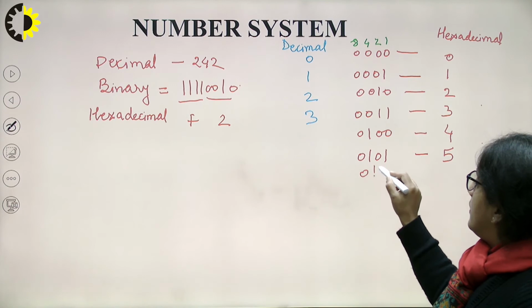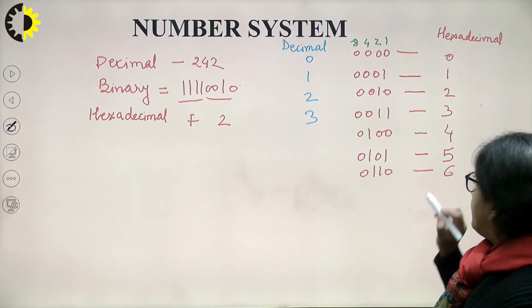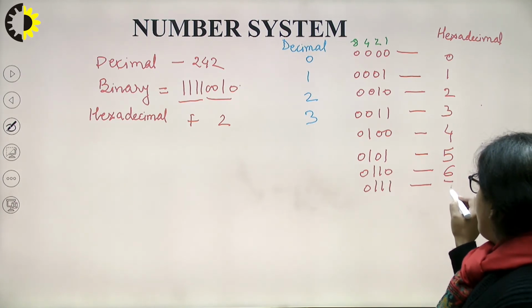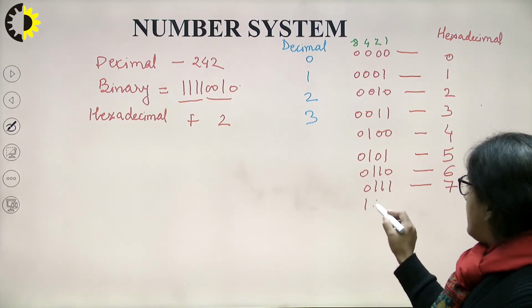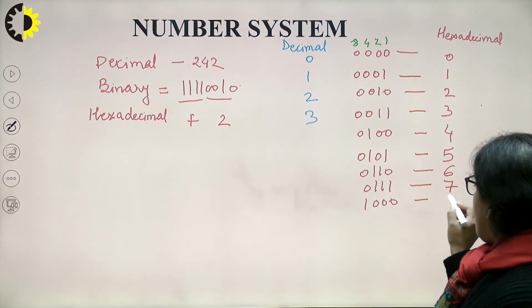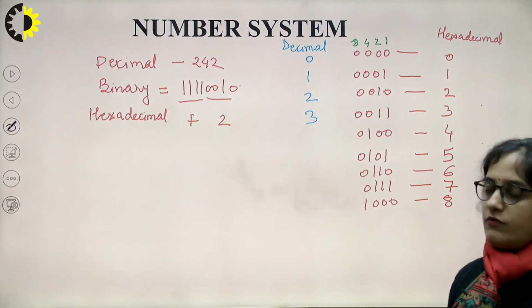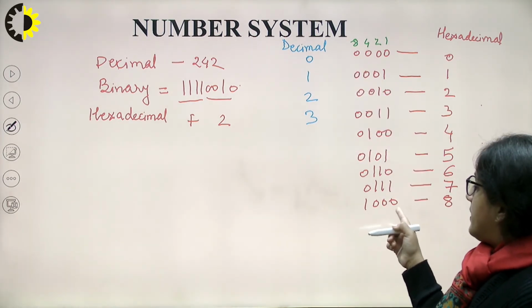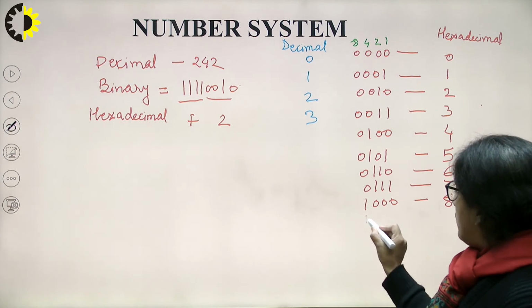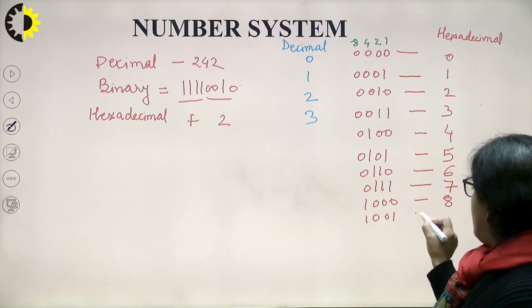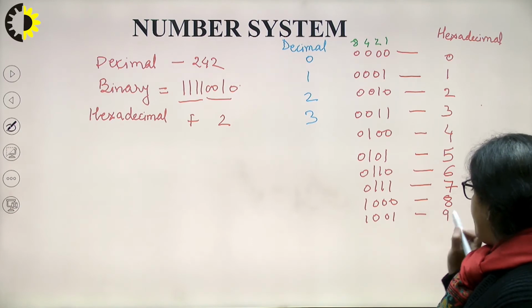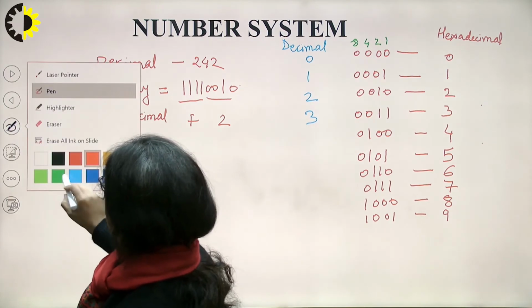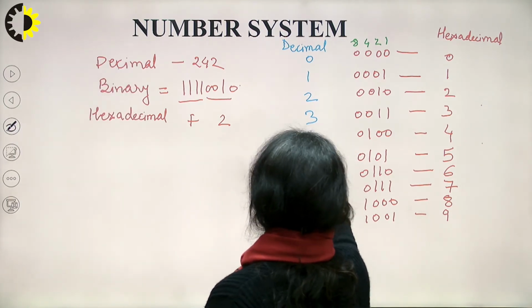Then it is 6. It is 7. Then 1, 0, 0, 0, that is 8. 1 into 2 raised to power 3, that is 8, plus 0 plus 0 plus 0, so it is 8. Now next is 8 plus 1, that is 9. Okay, so till now your hexadecimal number and decimal number are the same.